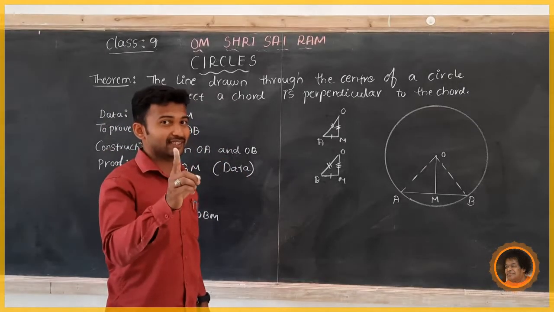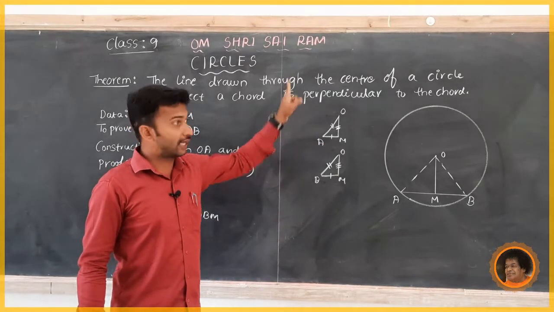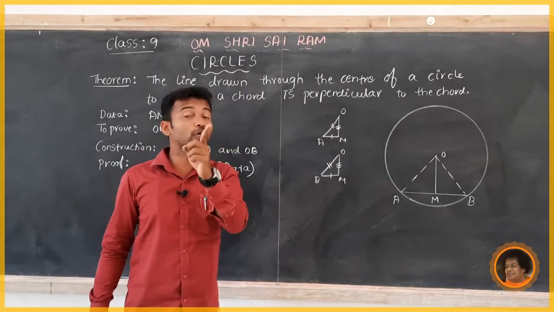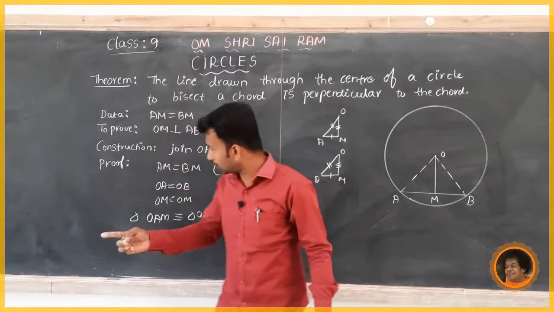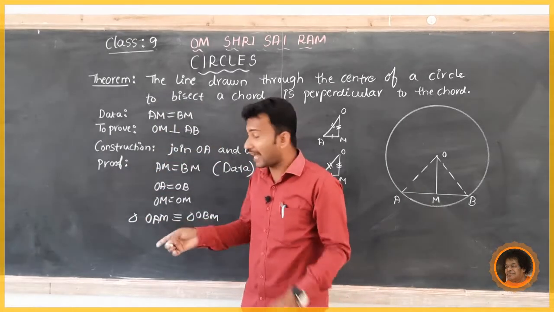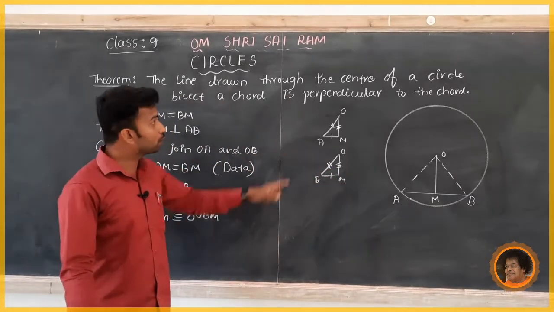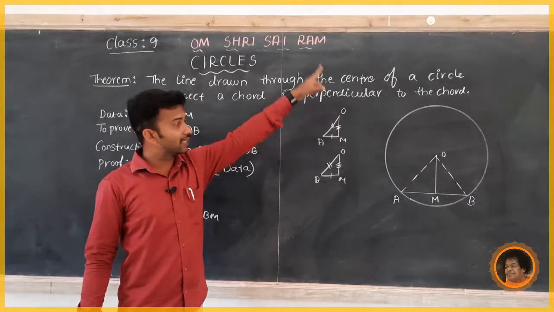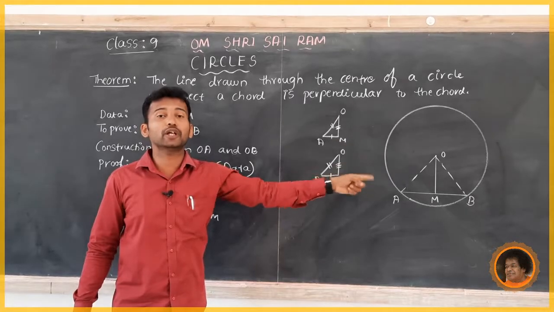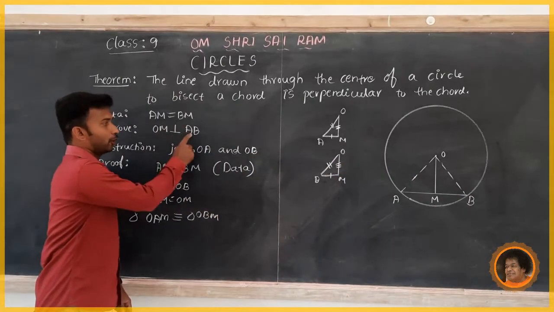But the question is, we have to prove that the line drawn from the center to a chord is perpendicular to AB. The answer is not completed. We have proved only that two triangles are congruent, but one more thing we have to prove: the line drawn from the center to the chord is perpendicular to the chord. That is, OM is perpendicular to AB.